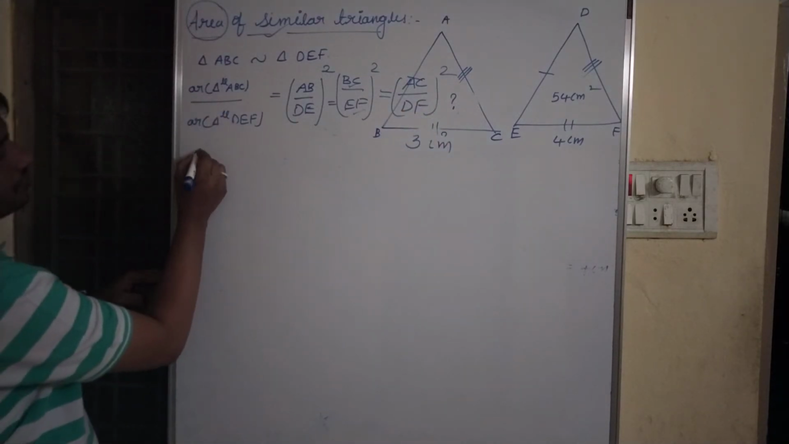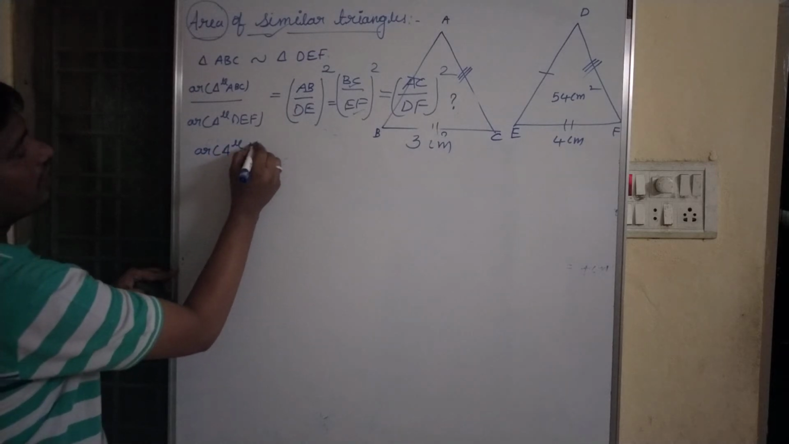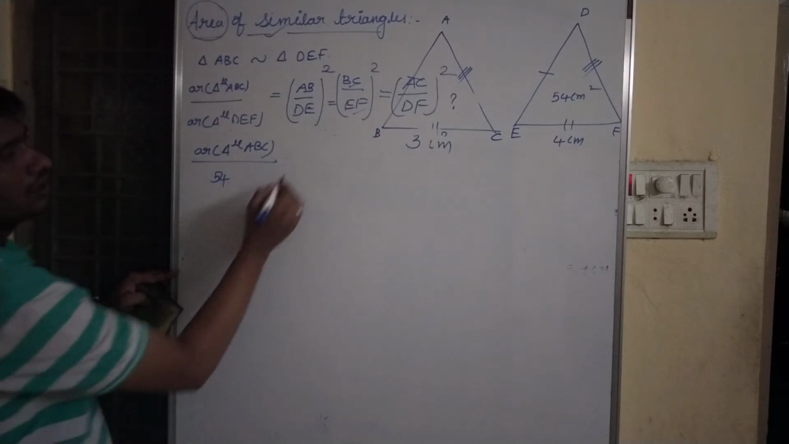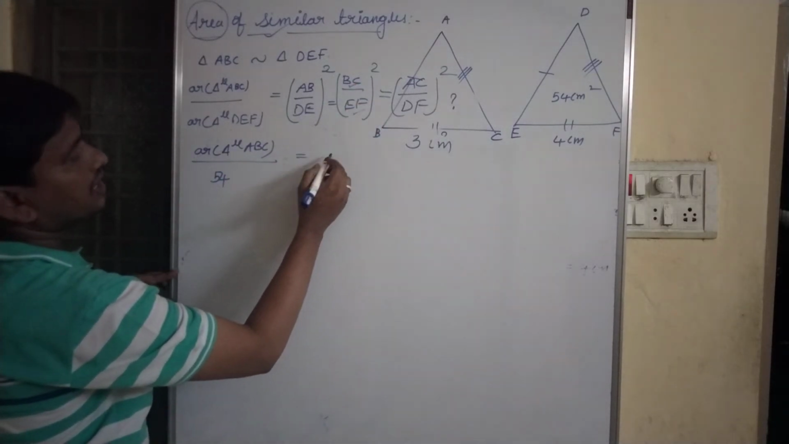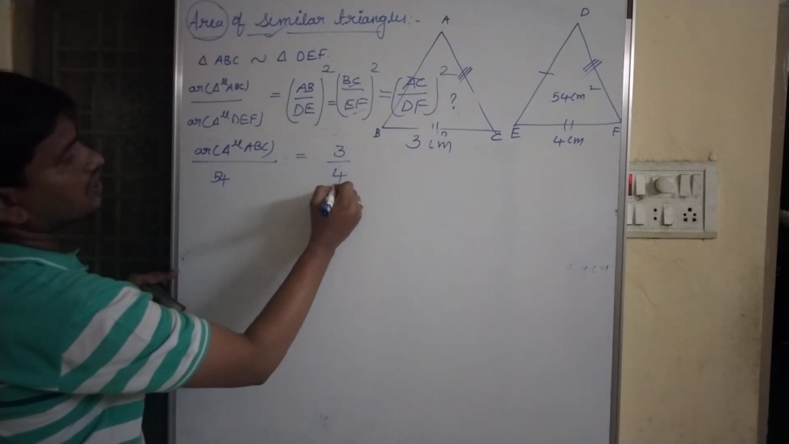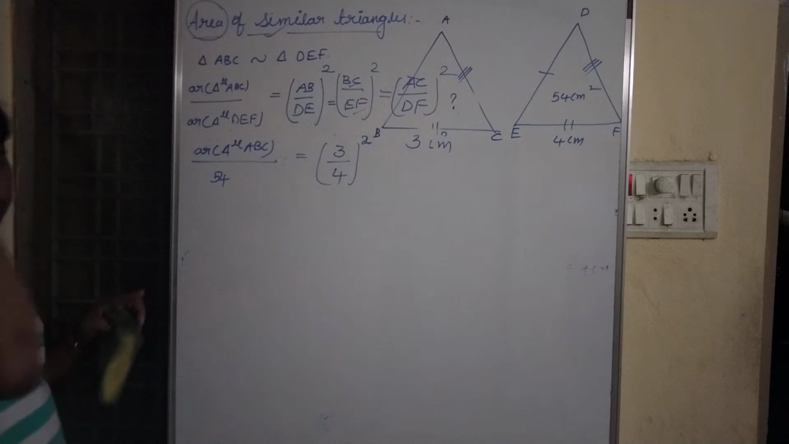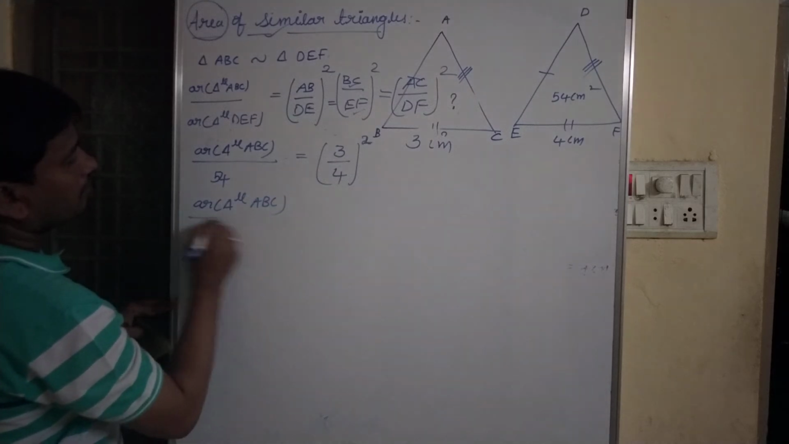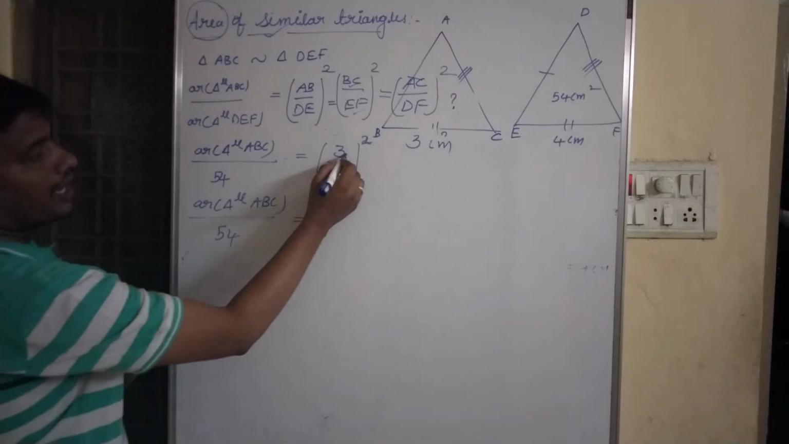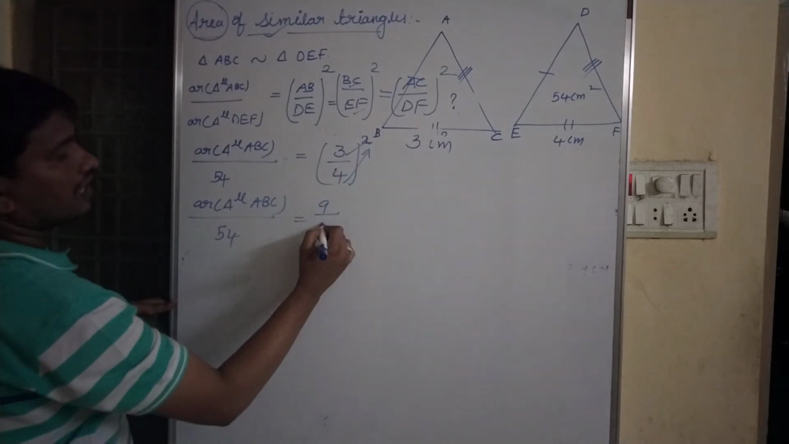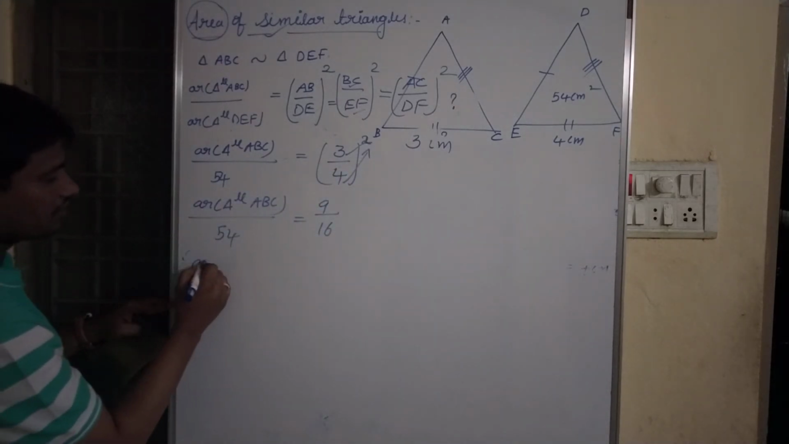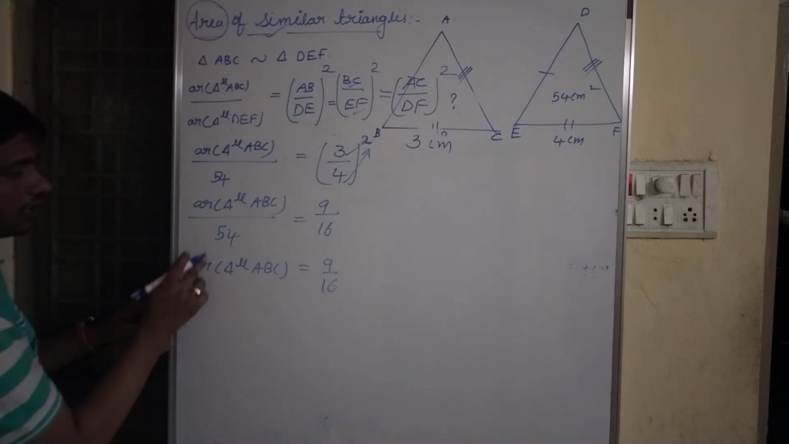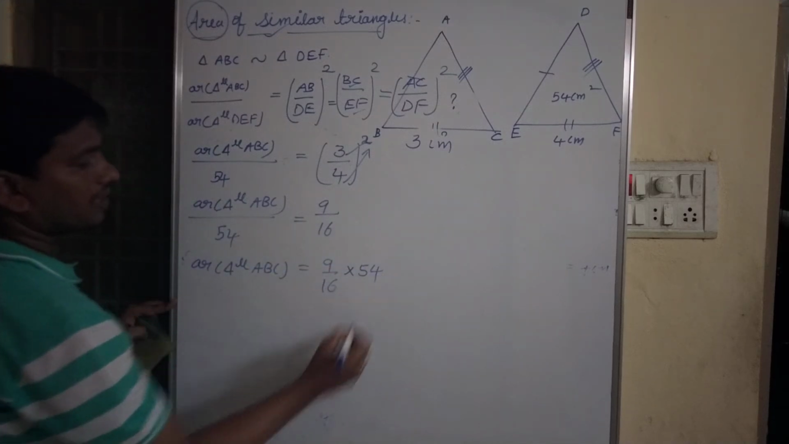We know that, children, we don't know area of triangle ABC. That we have to find by area of triangle DEF, which is equal to 54. What is the corresponding side of BC? BC is 3 and EF is 4. 3 by 4 whole square. Right? So area of triangle ABC by 54 equal to, as 3 square value 9 and 4 square value 16. Let us cross multiply. Area of triangle ABC equal to 9 by 16. Here it is dividing. If you transpose, it will multiply.